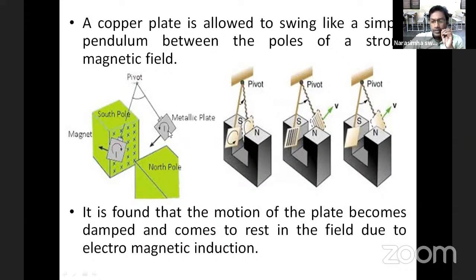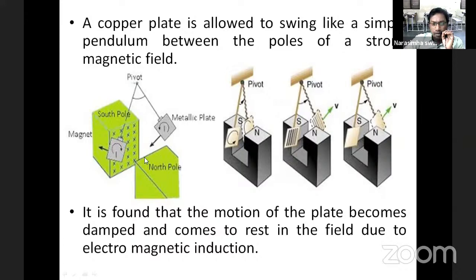Okay, so what is happening, we'll see now. The arrangement is allowed to swing like a simple pendulum between the two poles of a strong magnetic field. Look at this now. We are applying the Faraday's and Lenz's law concept. This is a metal plate, not a coil. Observe from this part. It is far from the magnetic field and is moving towards the magnetic field.